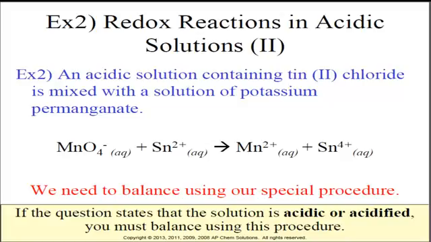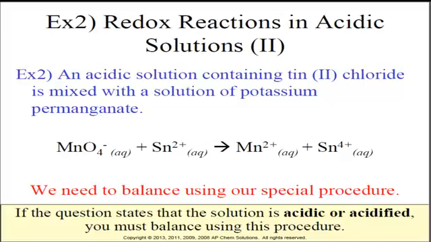So we need to balance using our special procedure, our half reactions. If the question states the solution is acidic or acidified, you have to balance it using this procedure. Now let's talk about the products real quick. You know that permanganate is reduced to manganese +2 in acidic solutions because you just had to sit down and memorize it. You also know that it oxidizes Sn2+, which has to lose 2 electrons to become Sn4+. Again, this is why you just need to memorize the possible oxidation states of metal ions. For example, tin can be +2 or +4.